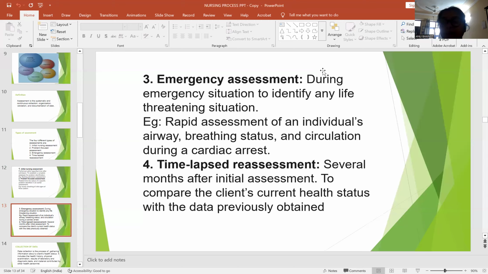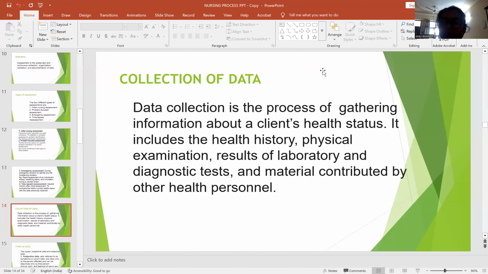Last one is the time lapse assessment. Time lapse assessment is done several months after the initial assessment to compare the client's current health status with the data previously obtained. In this, we reassess the patient compared to the previous assessment to know the health condition of the patient: whether the signs and symptoms are worsening, or the patient is getting better.